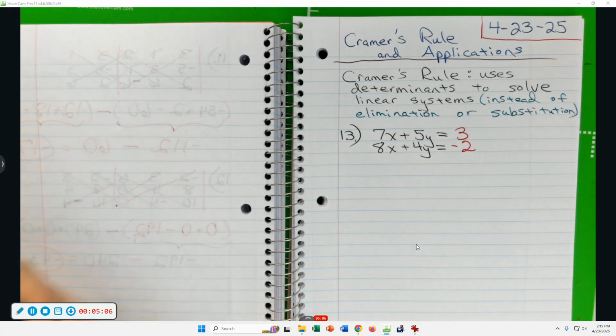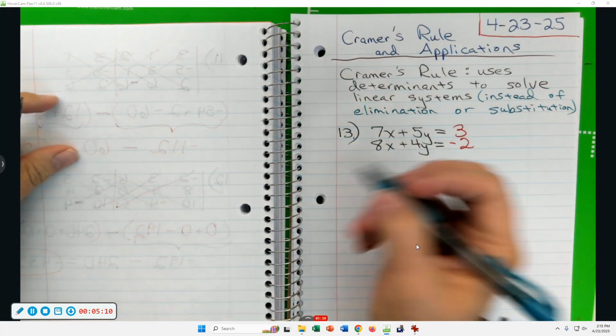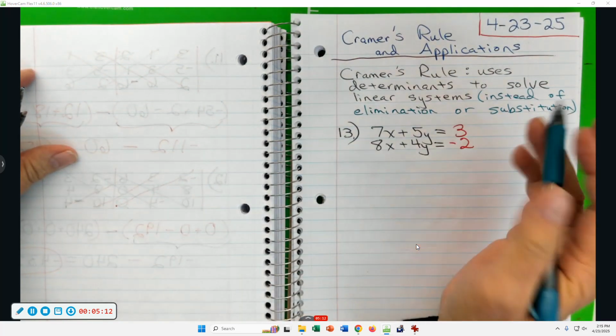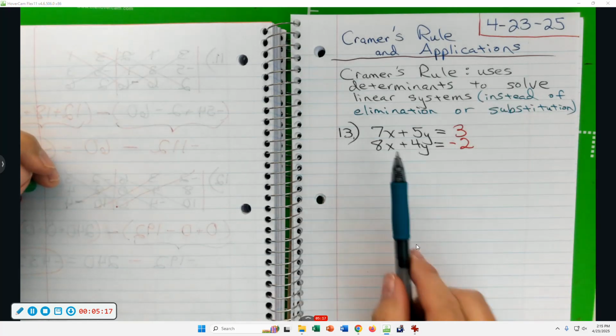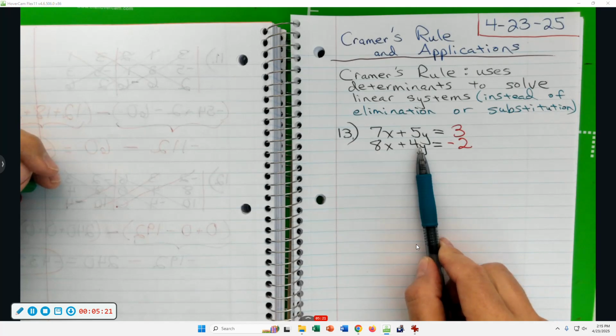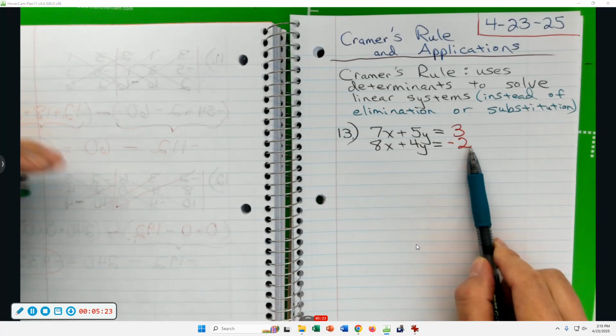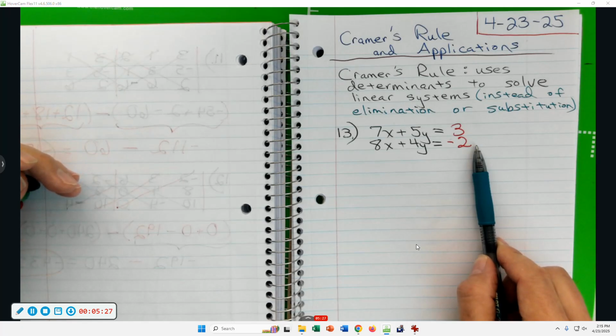Here's what Cramer did. The first thing he did was find the determinant of the coefficient matrix. Just the coefficients. Oh, by the way, for Cramer's rule, it's just like elimination. You need the x variables aligned, the y variables aligned. You need the constant terms, the things that don't have variables, by themselves on the right-hand side.